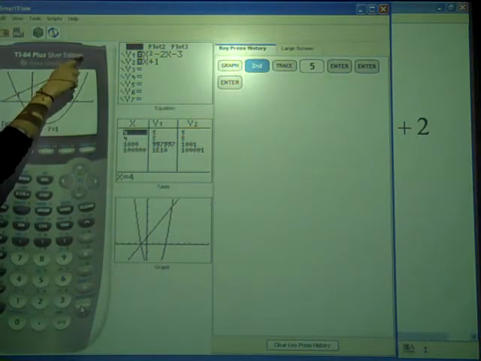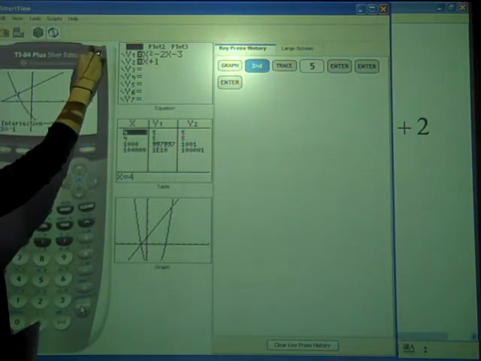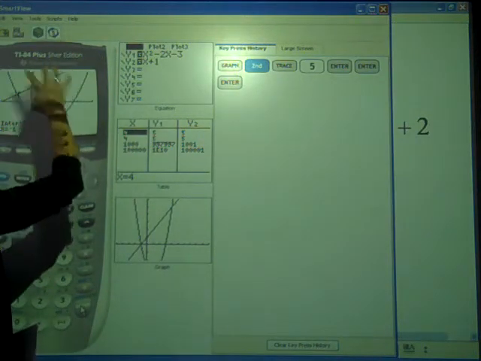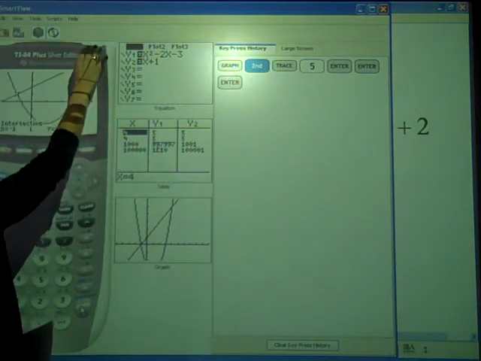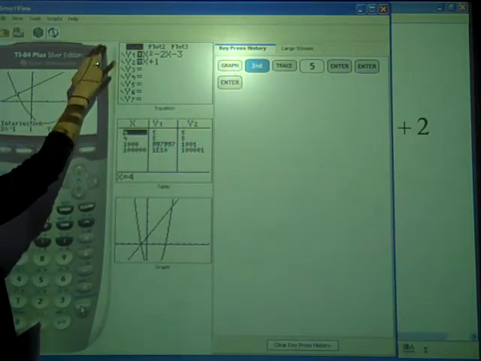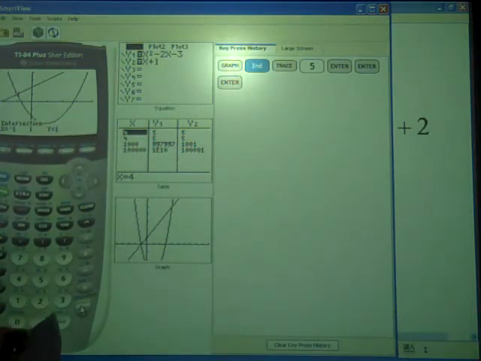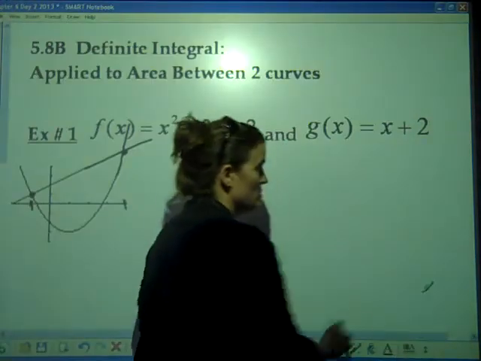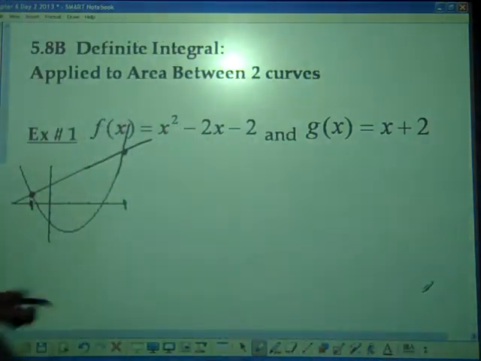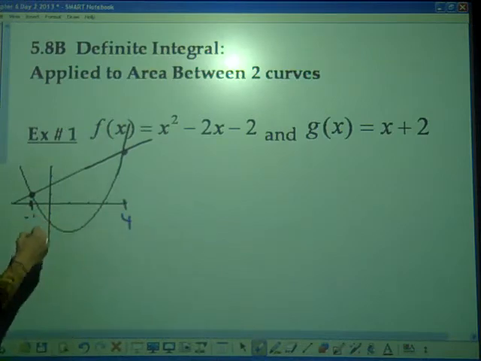To have it find the other point of intersection, you would need to have it sitting on the screen. So I'm going to need to zoom in or zoom out so that I can actually see that. Move the little blinky thing closer to that point of intersection, and calculate that one. I'm trying to save time today, so I'm not going to do that second point of intersection. You should have gotten 4 when you did that one. So you were starting at -1 and ending at 4.